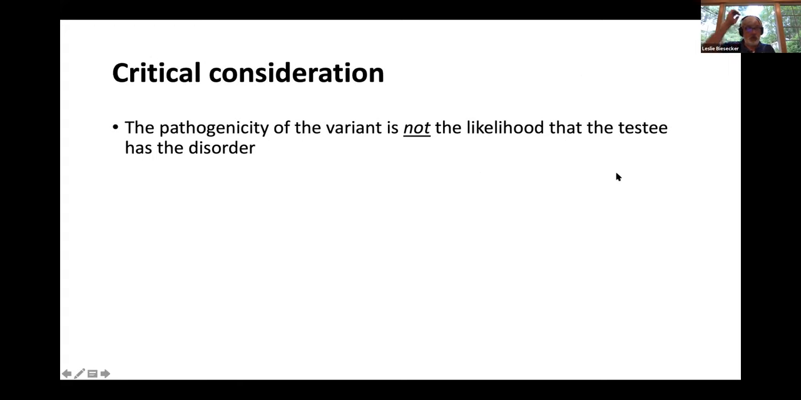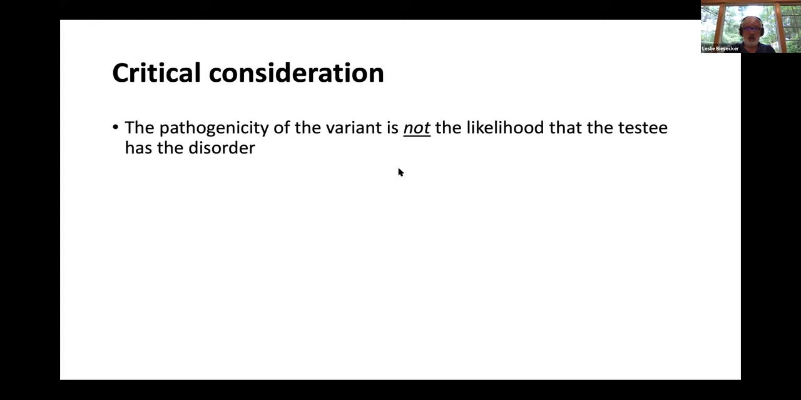Now, another thing I just want to talk about briefly, and it's something that a lot of people are confused about, is the difference between the pathogenicity of the variant and the likelihood that the person who's being tested has the disease. It turns out that these two numbers do not represent the same thing, okay? Probability of pathogenicity, which is what labs calculate based on the evidence for that variant, does not mean, let's say if it's pathogenic, that there's a 99% chance that the person has this disease. And that may puzzle a few of you when you first hear it, but it actually makes sense.